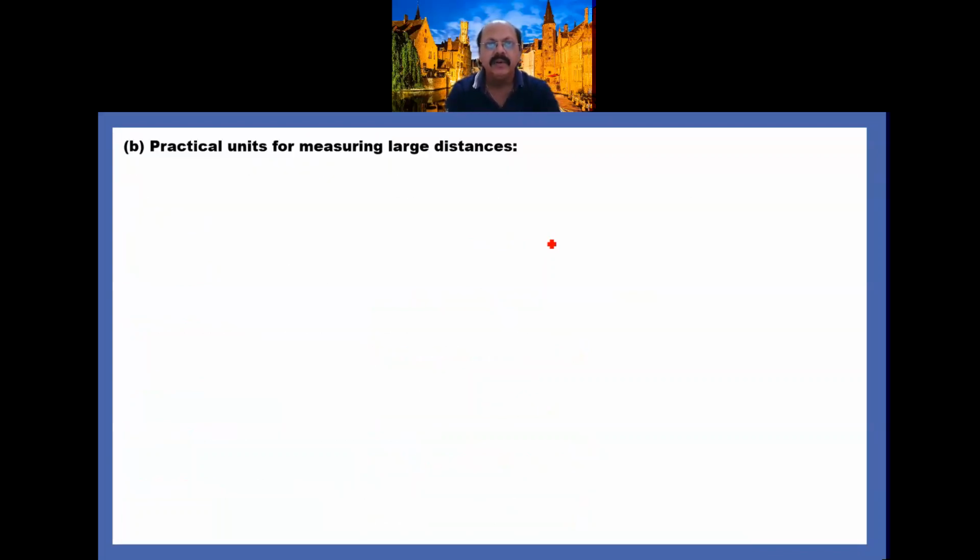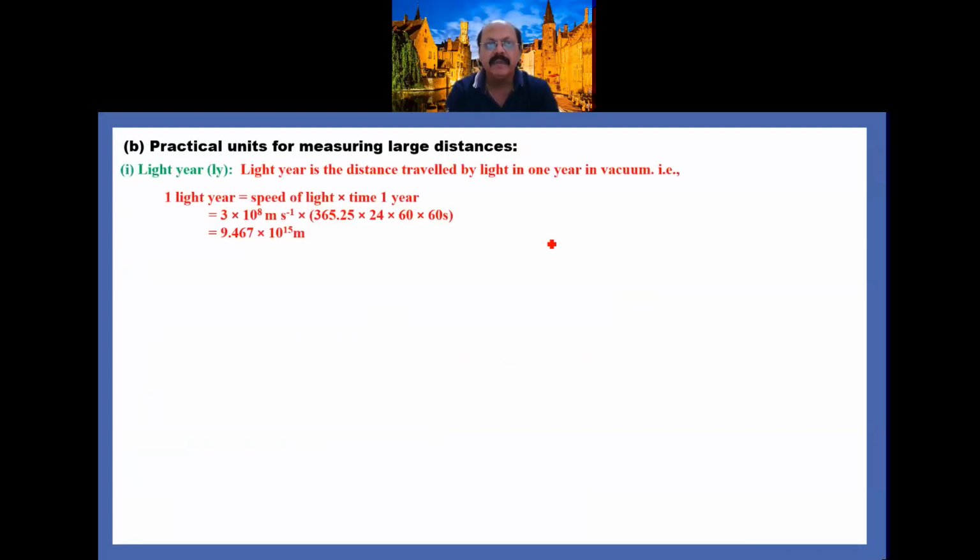Similarly, we can also find the practical units for measuring large distances. The first one is the light year. As its name indicates, light year. So it is not a unit of time, it is a unit of large distance. So light year is the distance traveled by light in 1 year in vacuum. So we have to use the formula speed equals distance upon time, and distance equals speed into time. So 1 light year distance is equal to the speed of light multiplied by the time of 1 year.